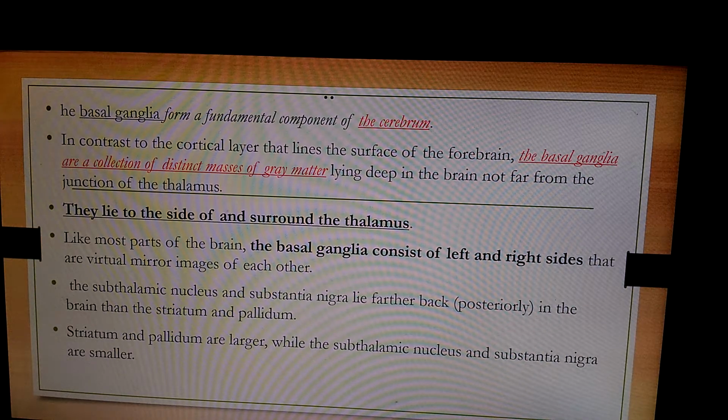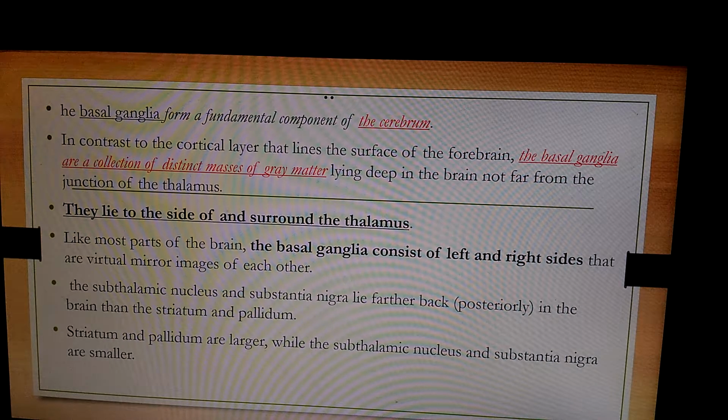The basal ganglia form a fundamental component of the cerebrum. In contrast to the cortical layer that lines the surface of the forebrain, the basal ganglia are a collection of distinct masses of gray matter lying deep in the brain, not far from the junction of the thalamus. They lie to the side of and surround the thalamus.